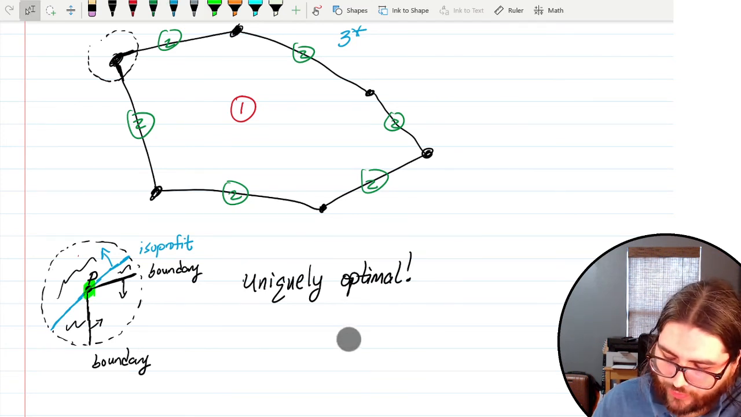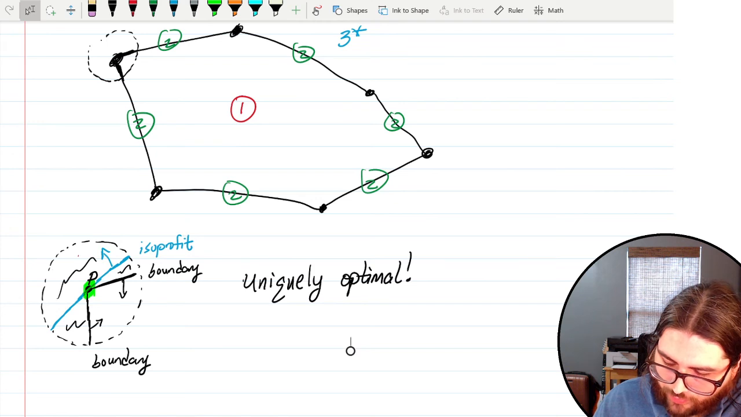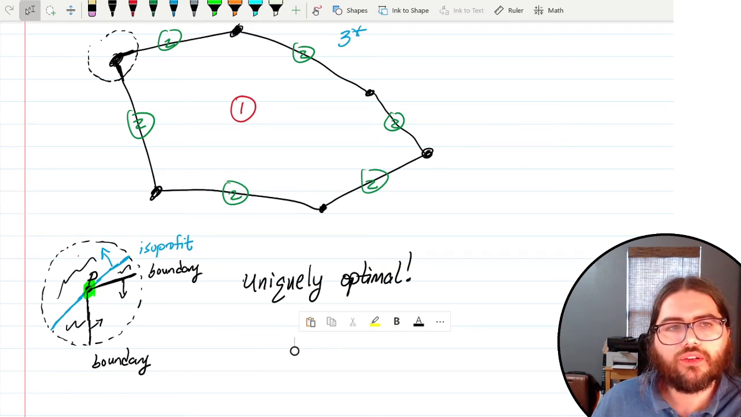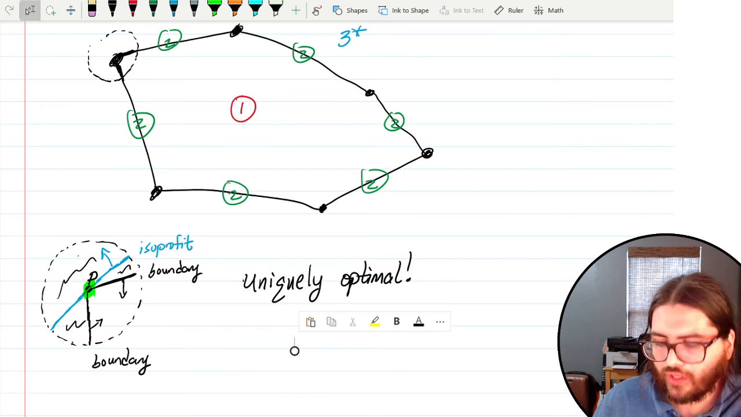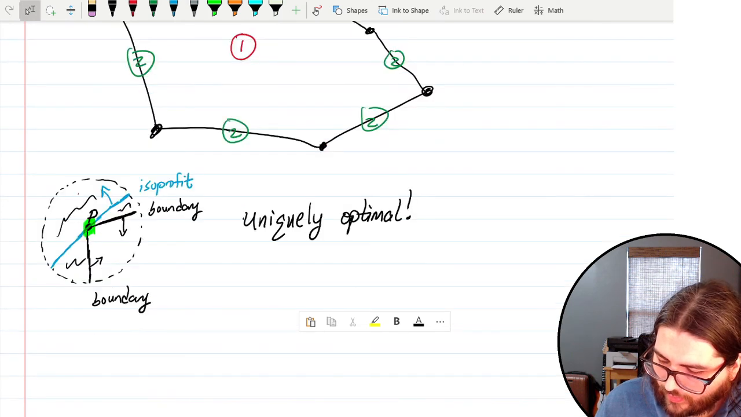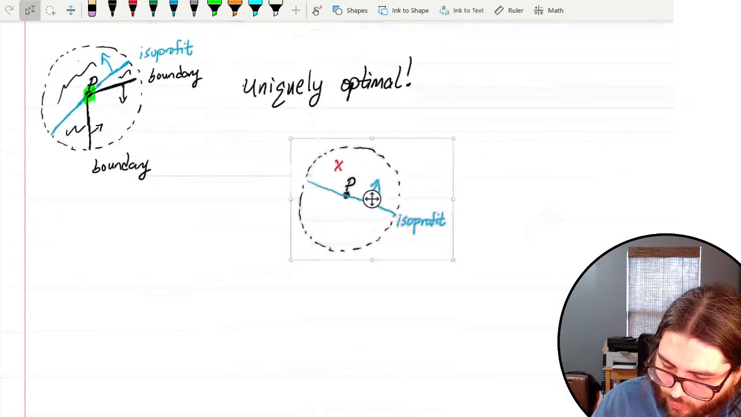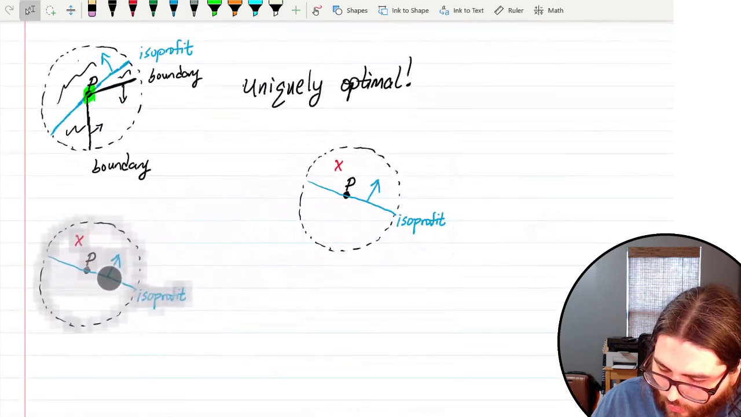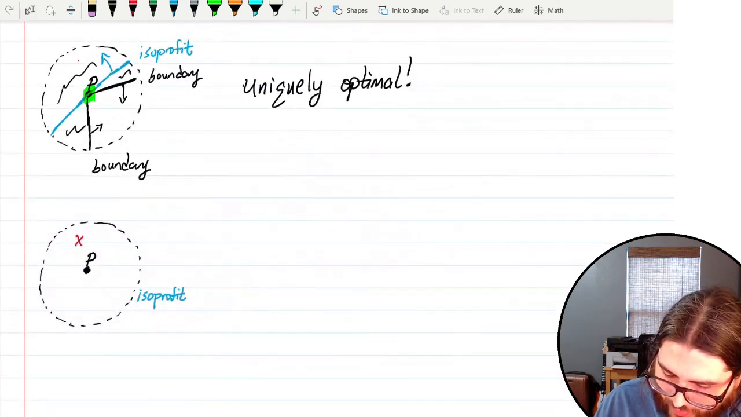But I'm still not going to forget about that circle diagram I had from before. Do you remember how in the circle diagram from before, I said, well, the corner points, or excuse me, the boundary points may be co-optimal? So if I have one of those scenarios where I have a boundary point which is co-optimal, here's what that would look like.